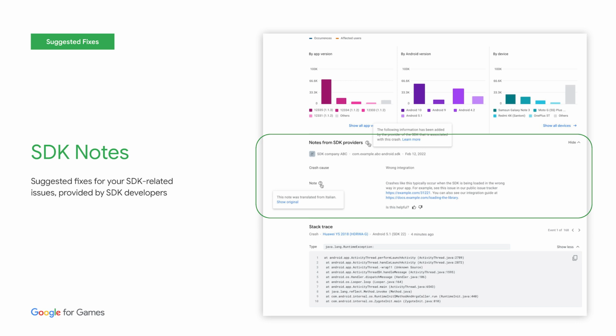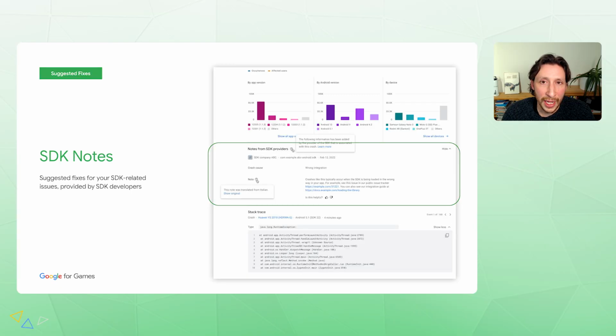If your game or app is affected by a crash caused by an SDK, and the SDK developer has provided a note, you'll see the note in the details page of the crash that you get to from the Crashes and ANRs page. These notes should help you quickly know what to do to fix the problem, whether that's updating the SDK to a newer version or changing the details of the integration. Not every SDK-related crash will have a note, but there will be more over time.